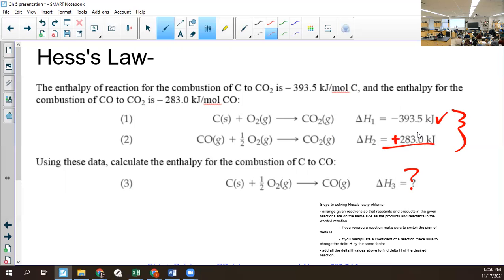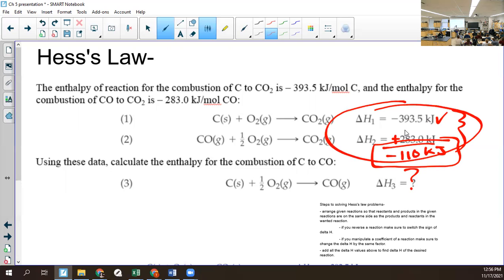Then all I have to do is add negative 393.5 plus 283.5, which is around 110. Is that right? Or is that 90? Negative 110. So knowing the enthalpy for parts of reactions that can be added up to form this reaction can help me find my enthalpy.